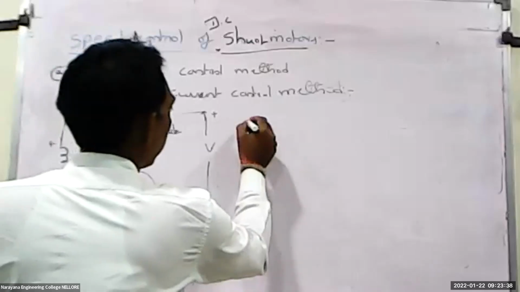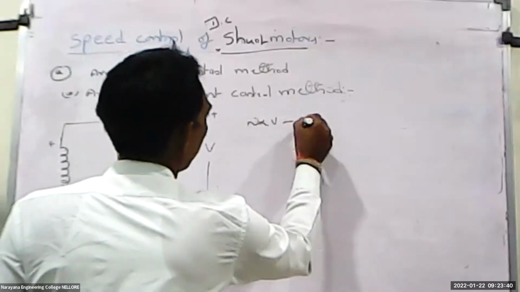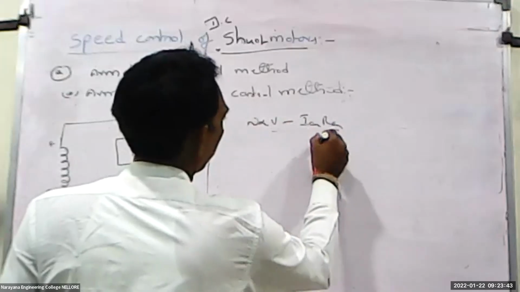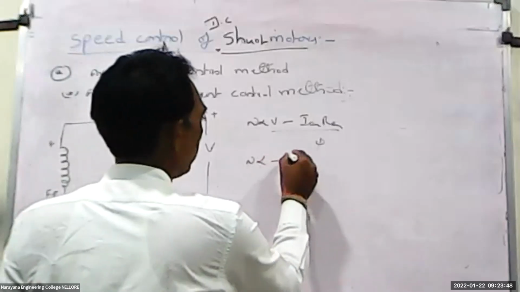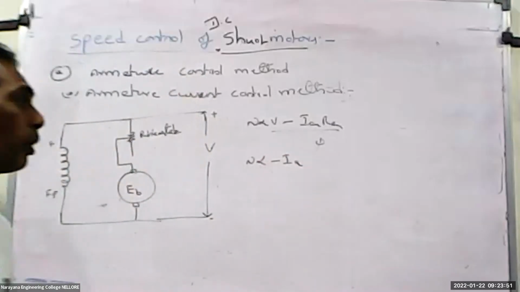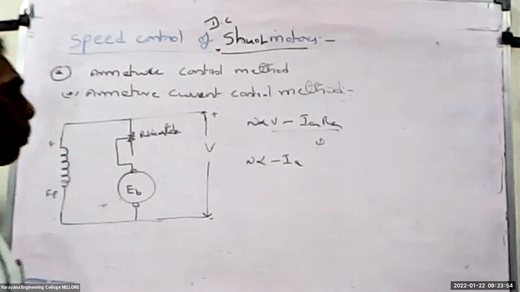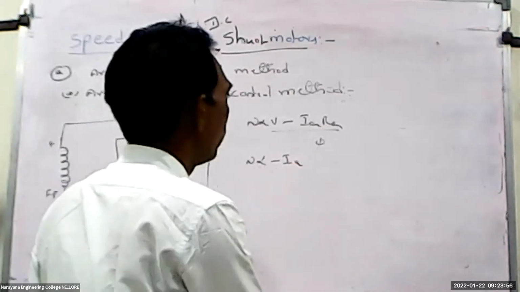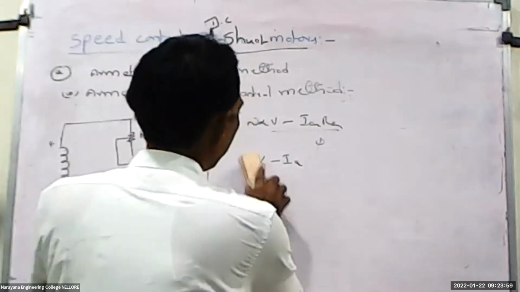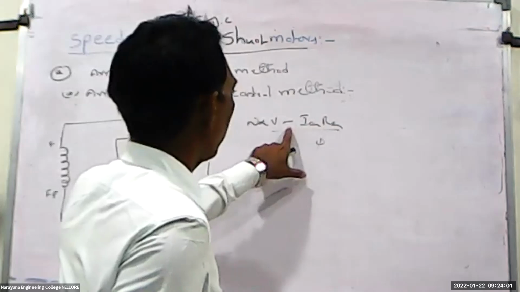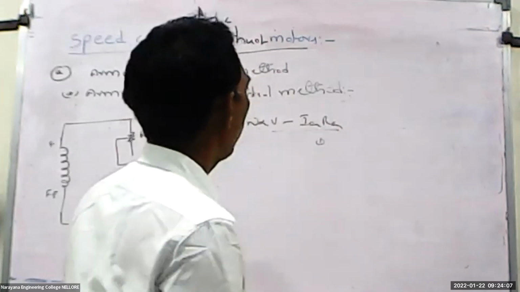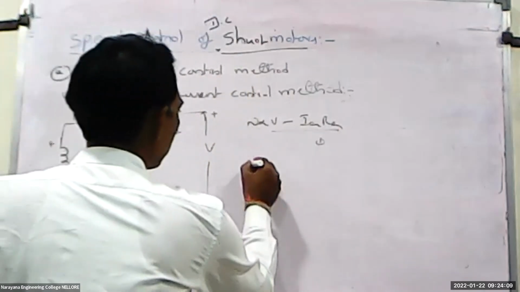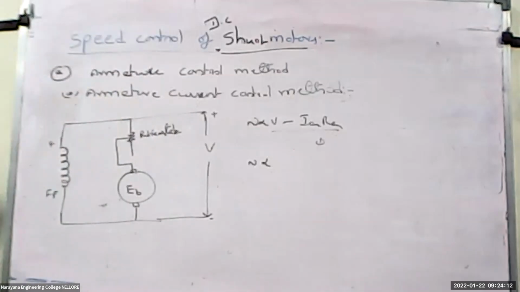So we know that N is proportional to (V minus IaRa) by phi, and the remaining are considered constant. So N is proportional to minus Ia. Ra is also fixed. Here we have to assume that the voltage is fixed and this current is a negligible value. So N is directly proportional to armature current.